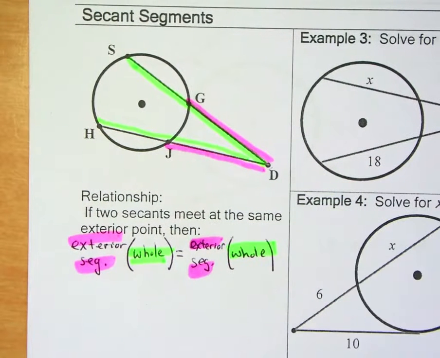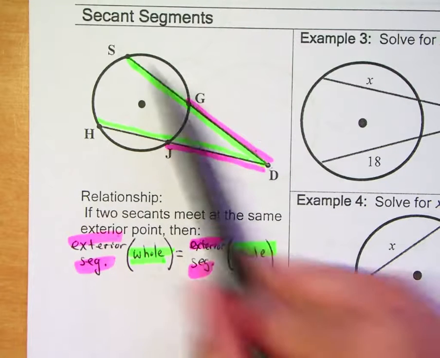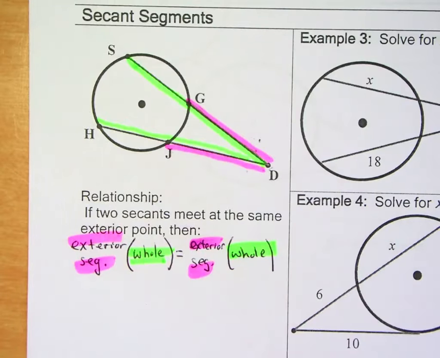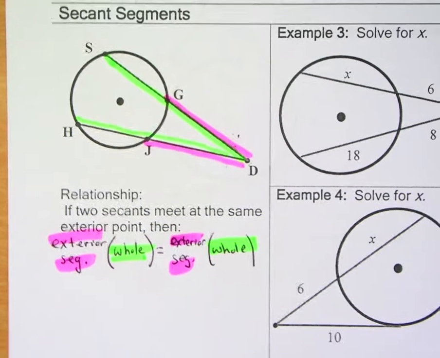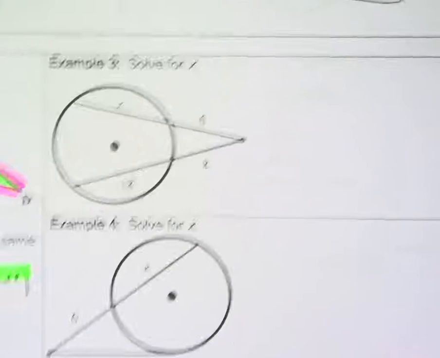So this relationship, again, this exterior bit times the whole thing equals this exterior bit times the whole thing. Where do people go wrong? They use addition a lot instead of multiplication. So let's take this idea and let's walk it over here and look at example 3.